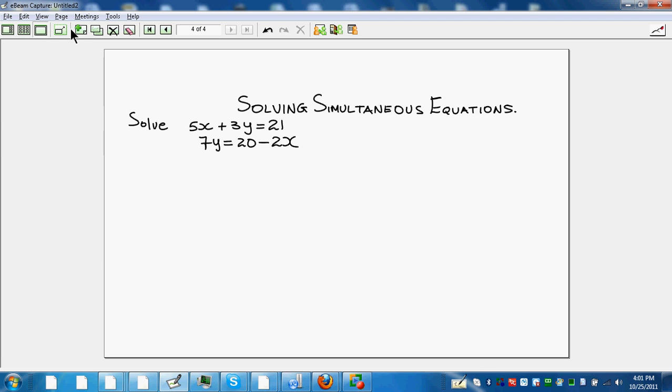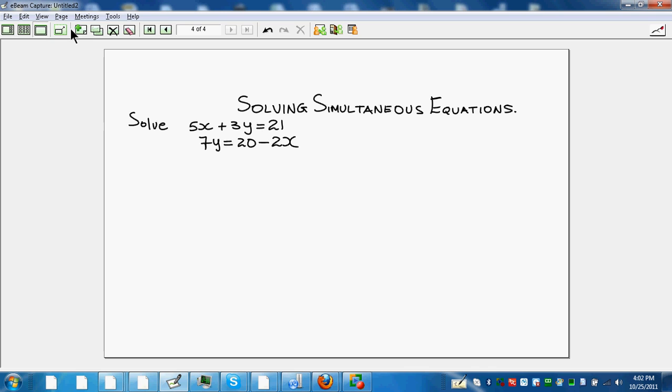Okay, so the pair of equations that we have are 5x plus 3y equal to 21 and 7y is equal to 20 minus 2x. We have to solve this simultaneous pair. Now, what it means is we have to find the values of x and y that when substituted in both of the equations satisfy them both. Okay? So this is our objective.